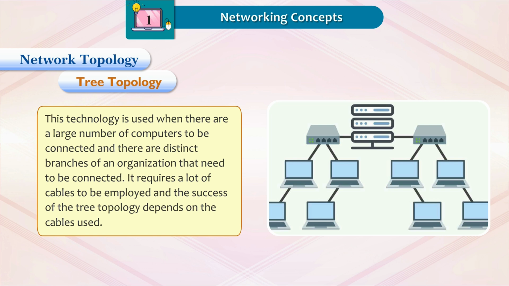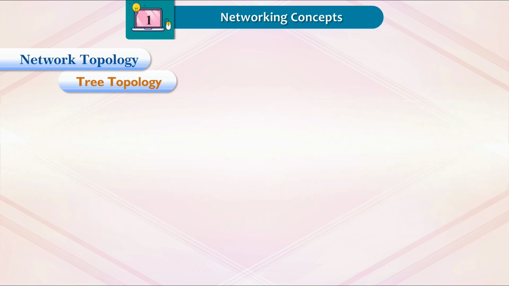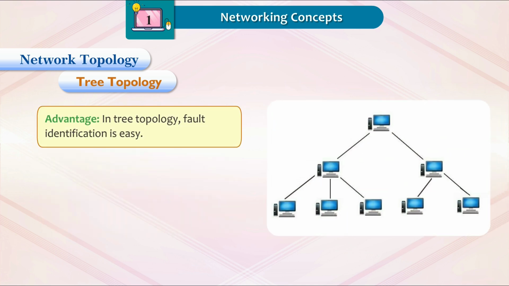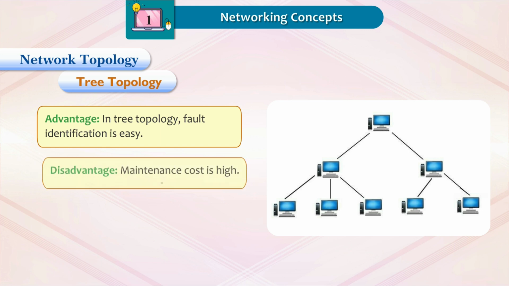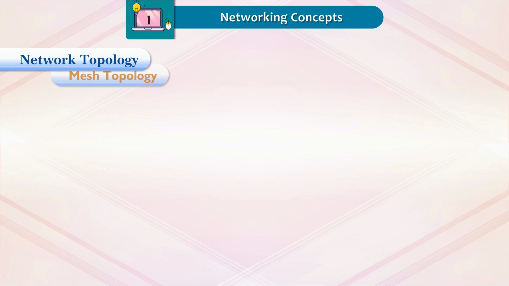It requires a lot of cables to be employed, and the success of the tree topology depends on the cables used. Advantage: in tree topology, fault identification is easy. Disadvantage: maintenance cost is high.